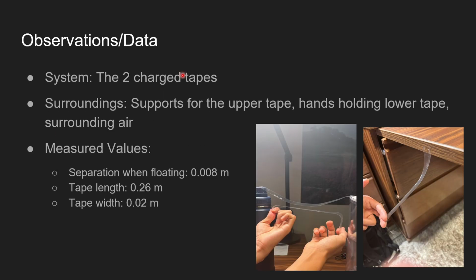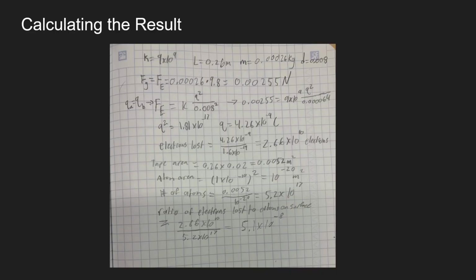For our observation and data, the system is the two charged tapes, and the surroundings are the supports for the upper tape, hands holding the lower tape, surrounding air, all that other stuff. For our measured values, separation when floating was 0.008 meters, tape length was 0.26 meters, and tape width was 0.02 meters. To calculate the result, up here I just wrote out all our measured constants.